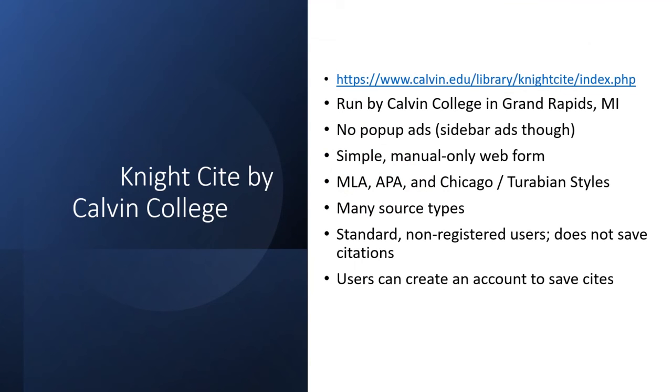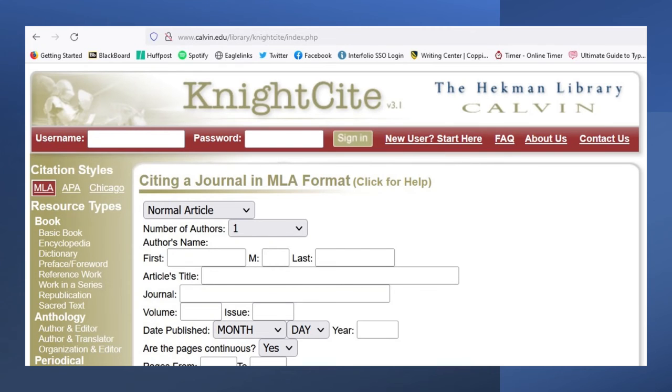NightCite. This is run by Calvin College. It's a small private college in Grand Rapids. calvin.edu/library/NightCite. This is a very simple, lightweight citation style generator, or citation generator, MLA, APA, and Chicago. Lots of source types. Does not save citations, but you can create an account to save your cites if you want to. And I do not believe you have to be associated with Calvin College to use it.